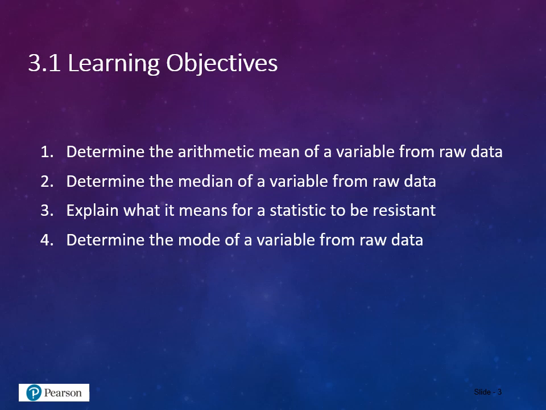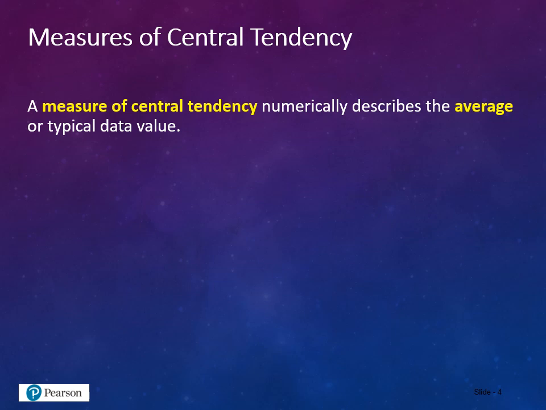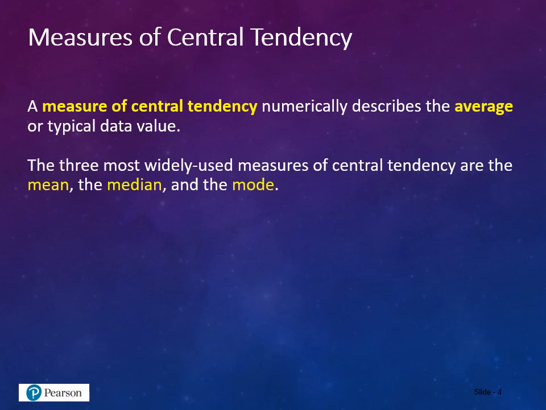Here we're going to look at the arithmetic mean of a variable from raw data, determine the median of a variable from raw data, explain what it means for a statistic to be resistant, and determine the mode of a variable from raw data. A measure of central tendency numerically describes the average or typical data value. The three most widely used measures of central tendency are the mean, the median, and the mode.